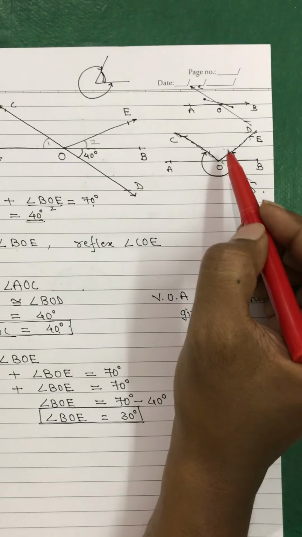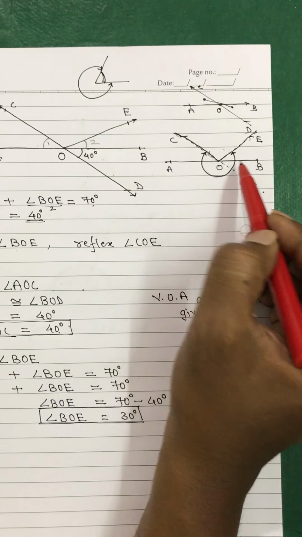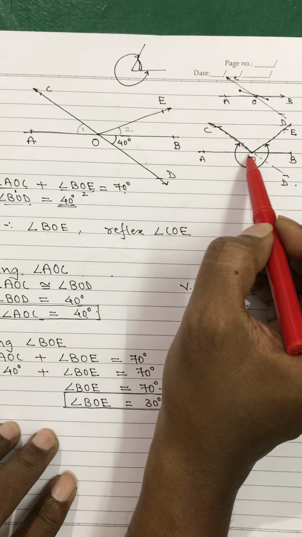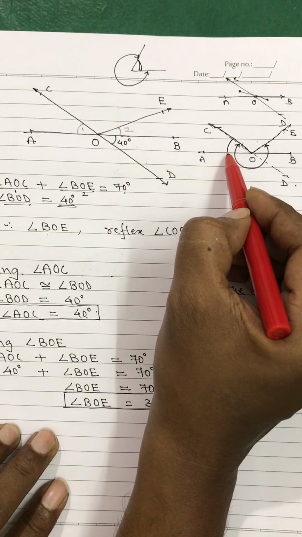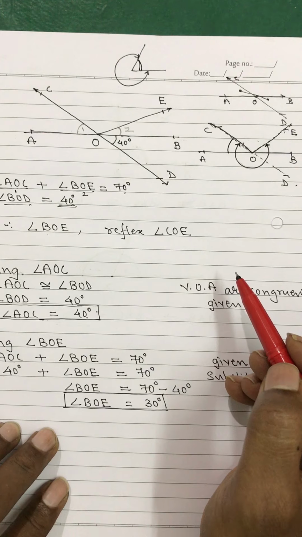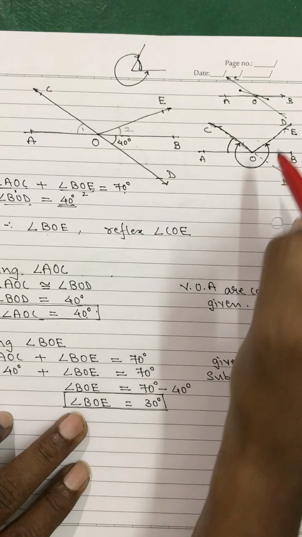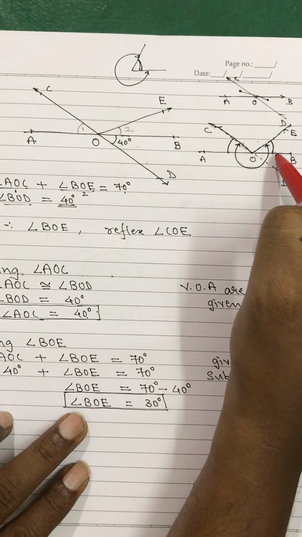And for finding this measure, angle COE continuously from here to here, what you will require? See what all things you have got. AOC, you have got AOC? Yes, you have got AOC. AOC will cover this portion. Fine. Then you have got what? You have got AOC 40 degree, you have got BOE. This also you have got. And BOD also you have got.